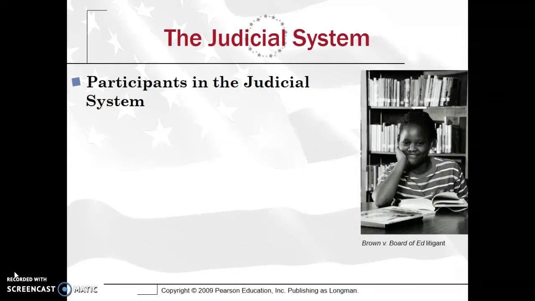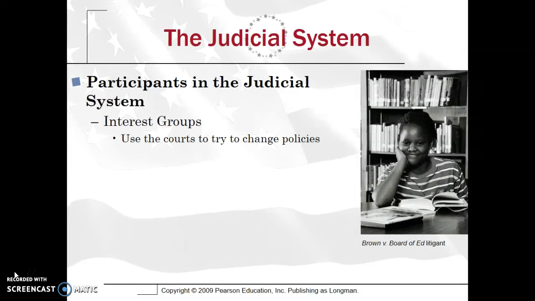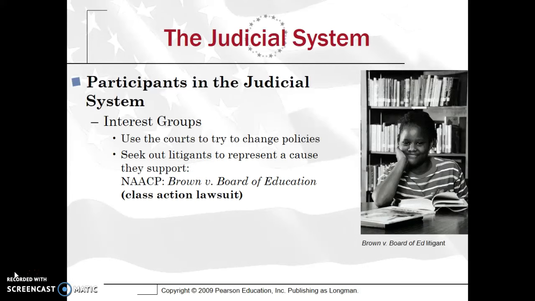All right, continuing on, so other participants in the judicial system, certainly interest groups. They're going to use the courts to try to change policies, as we saw in Unit 3 in our discussion on interest groups. And oftentimes they're going to use the judicial system as a last resort when lobbying efforts are not going to work. So a good example of this, when you see the NAACP, they were very important in bringing about the landmark case of Brown v. Board of Education. It was filed as a class action lawsuit, and what they purposely did was they sought out litigants to represent a cause that they supported, in this case, of course, ending segregation.